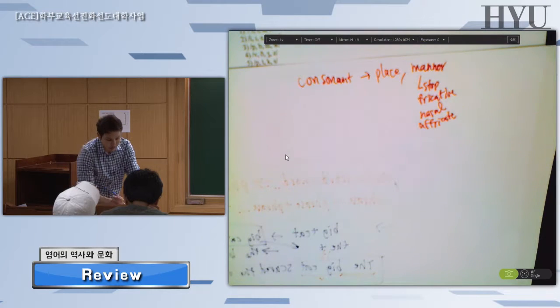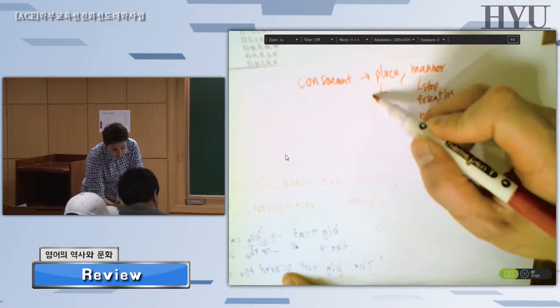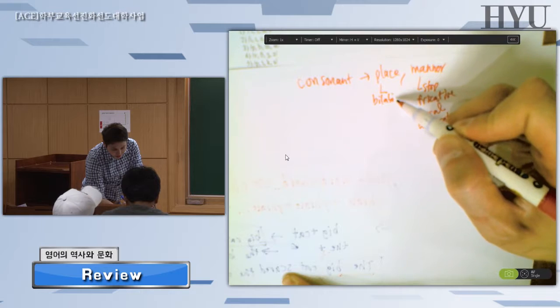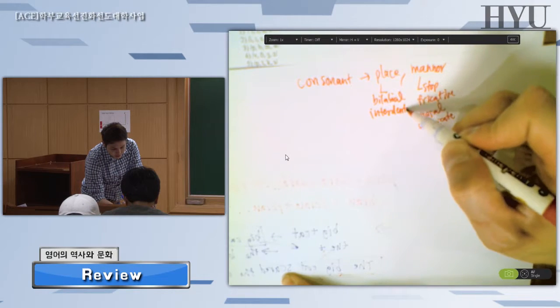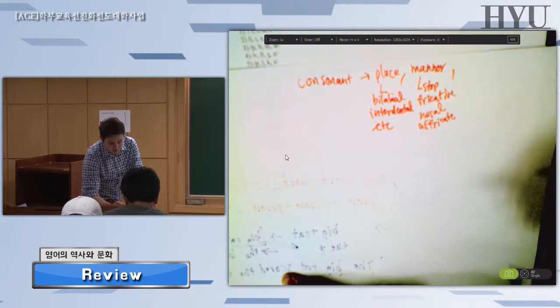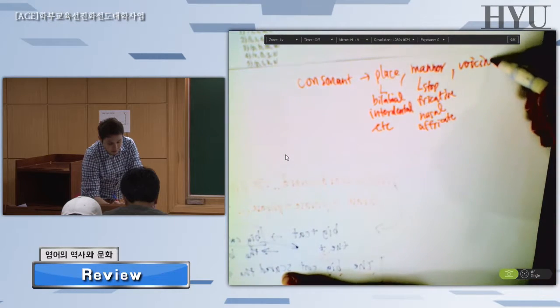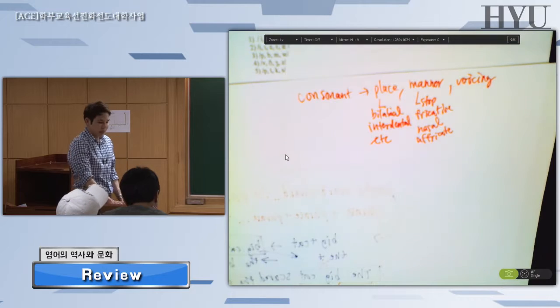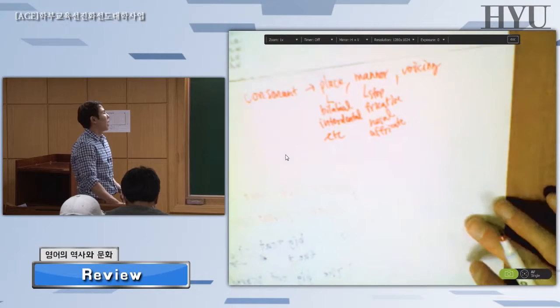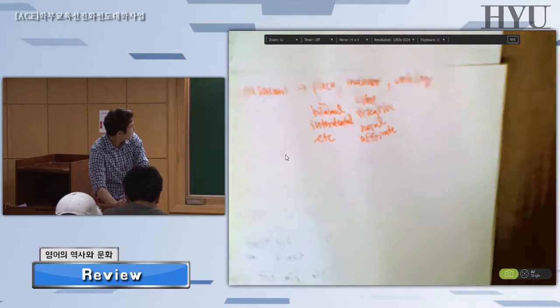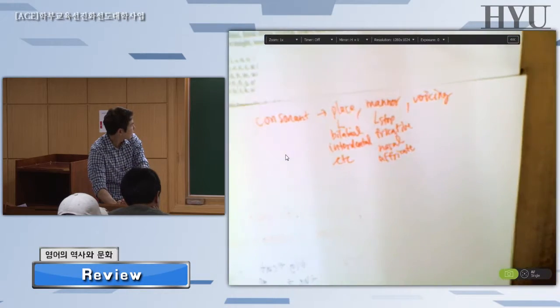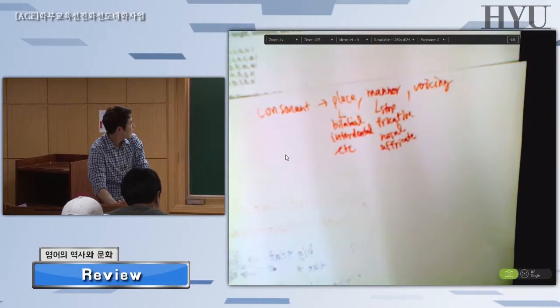And place include like bilabial, interdental, like that, and etc. And then voicing. Remember, is it voiced or voiceless? So all these are descriptors for consonant sounds. I'm trying to adjust the camera to make it focus. See here.